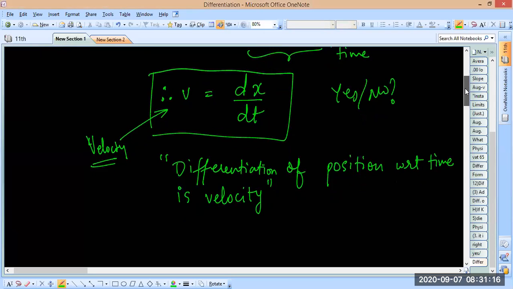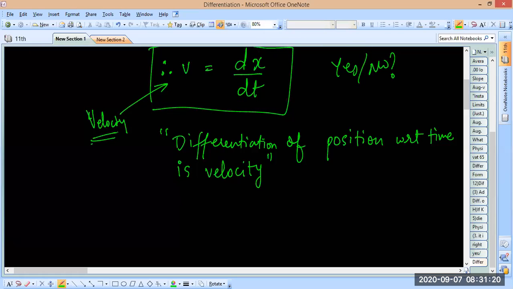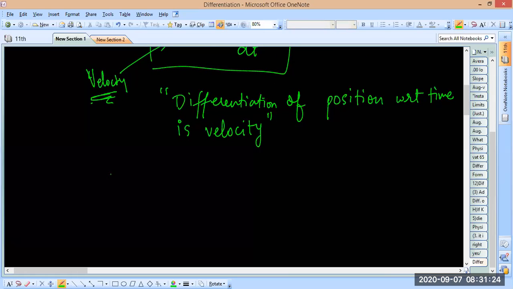Let's continue now. I was telling you what is the meaning of velocity. Well, see, let me clarify a few things. First of all, what is delta x by delta t? Can you tell me what is delta x by delta t? What is delta x by delta t?